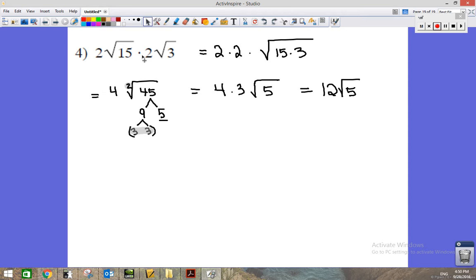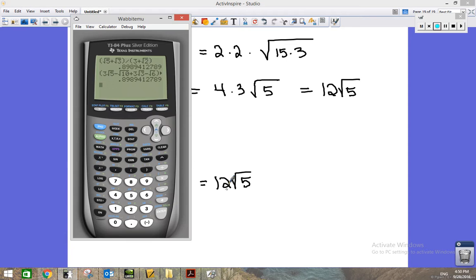I claim that if you multiply these together, that you'll get 12 times radical 5. Let's check that on a calculator. I don't have any variables, so I can check it on a calculator.